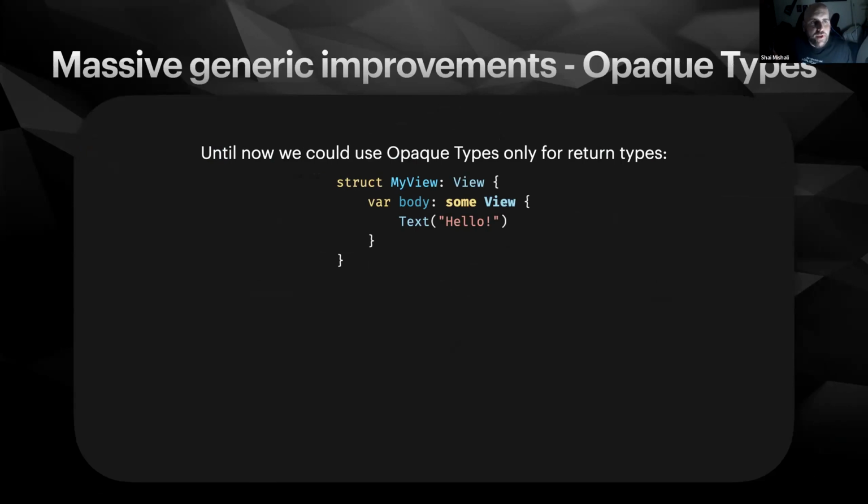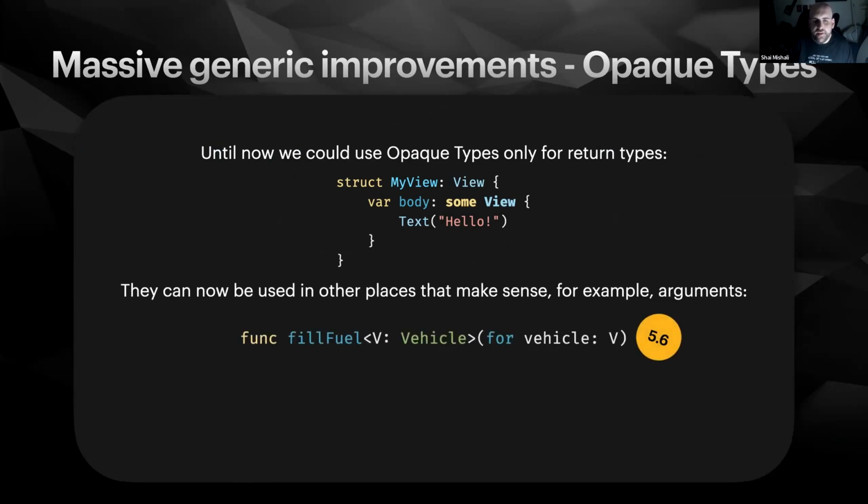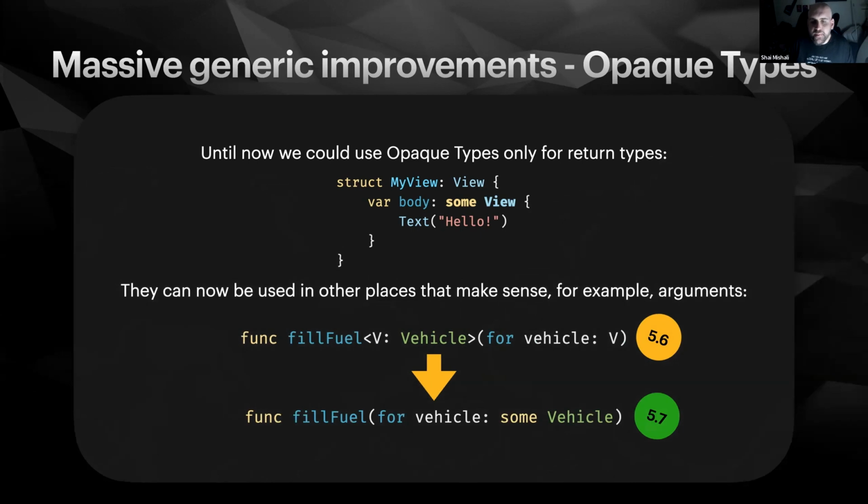And a few more generic additions. Until now, we could use opaque types only for return types. Now we can use it in other places that just make sense. For example, instead of having to generalize V as a vehicle, we can just say that we want to accept some vehicle. And that is basically a parallel that is much nicer looking and much more readable and understandable.